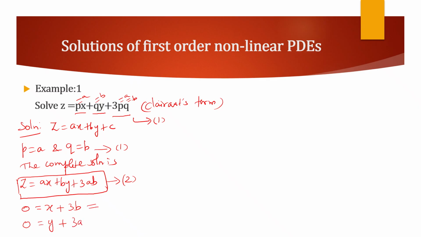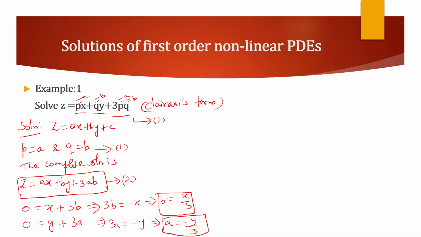So from this we write the constants in terms of x and y, and when you replace these in the complete solution we get the singular solution. So from the first we get 3b is minus x, from this b is minus x by 3, and similarly from the second we get 3a is minus y, and this implies that a is minus y by 3. So now we are going to substitute these two in the complete solution.